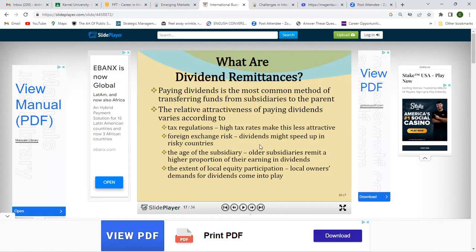The relative attractiveness of paying dividends varies according to tax regulations; high tax rates make it less attractive. Foreign exchange rates: dividends might be sped up from risky countries. The age of subsidiaries: older subsidiaries remit a higher proportion of earnings in dividends. The extent of local ownership: local owners' demands for dividends come into play.